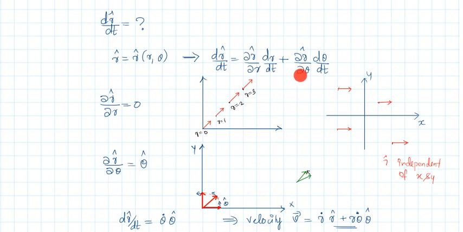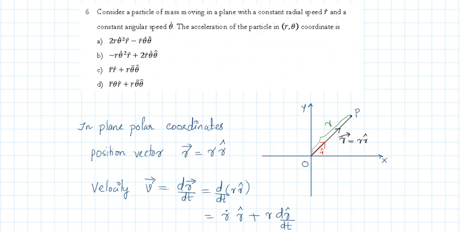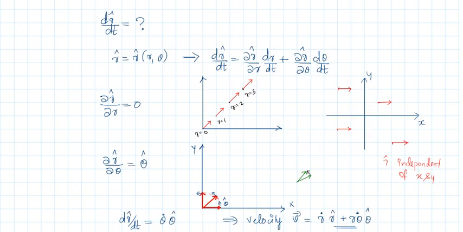Substitute here dou r cap by dou theta as theta cap. d theta by dt you can simply represent as theta dot. The total derivative is expressed by a dot. So theta dot theta cap is the answer for dr cap by dt. Substituting this value in the expression for velocity, you will get velocity as r dot r cap plus r theta dot theta cap.